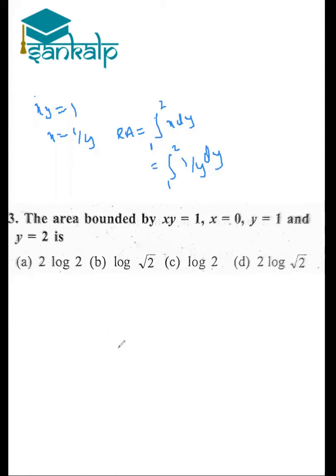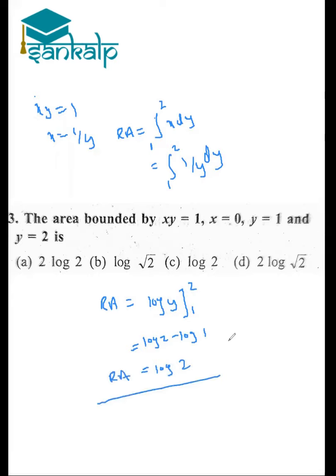So on simplifying, we get required area is equal to log y from 1 to 2. So this will be log 2 minus log 1. Log 1 value is 0. So the final answer will be log 2. Option C.